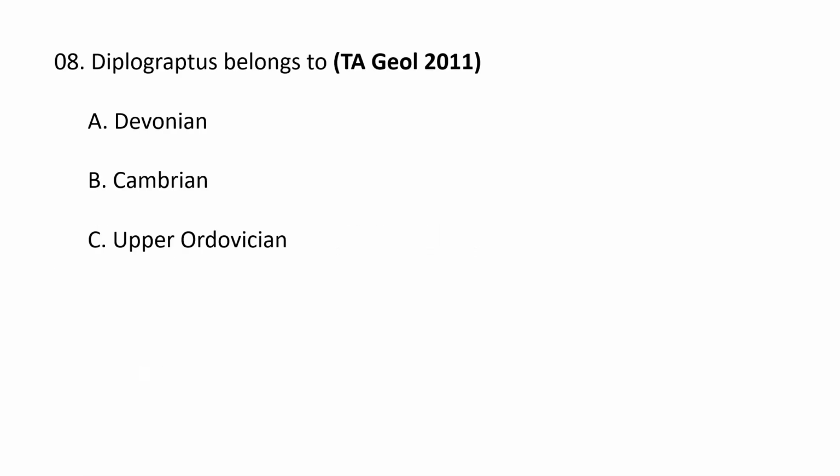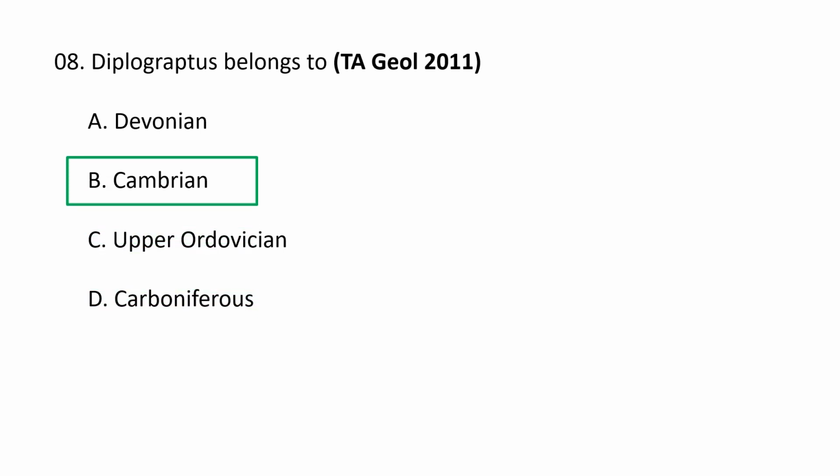Next question. Diplograptus belongs to A. Devonian, B. Cambrian, C. Upper Ordovician, D. Carboniferous. The correct option is Diplograptus belongs to Cambrian. Diplograptus is a genus of graptolites, which are extinct marine animals that lived during the Cambrian period.